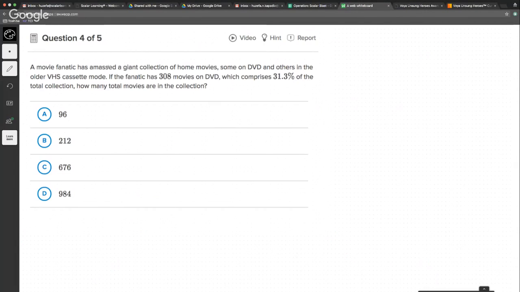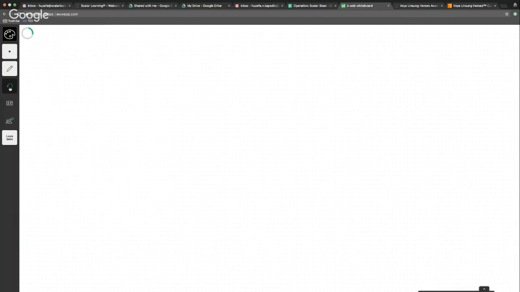But a movie fanatic has amassed a giant collection of home movies, some on DVD and others in older VHS cassette mode. If the fanatic has 308 movies on DVD, how many total movies are in the collection? It's the same process as last time. 308 over a certain total. And 308 comprises, look how beautiful this is, you literally just set up your percent proportion just like this. They're saying 308 is 31.3% of the total, and the total is 100. You see how they match up so nicely?